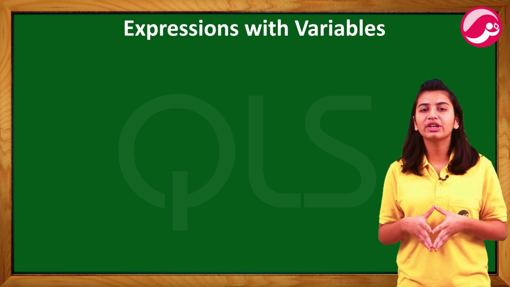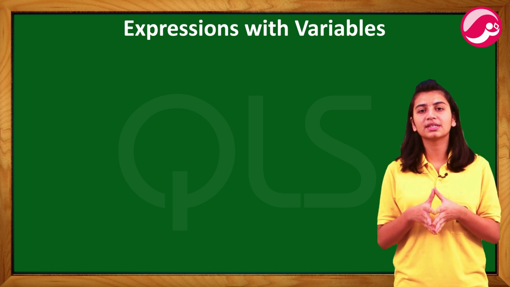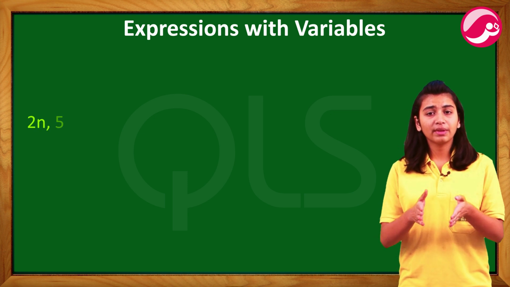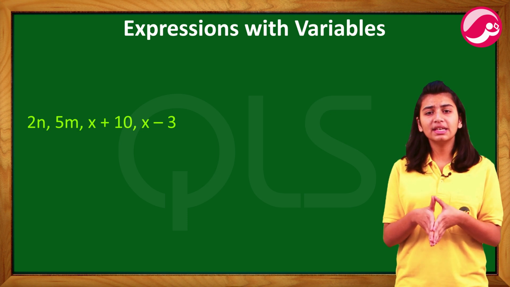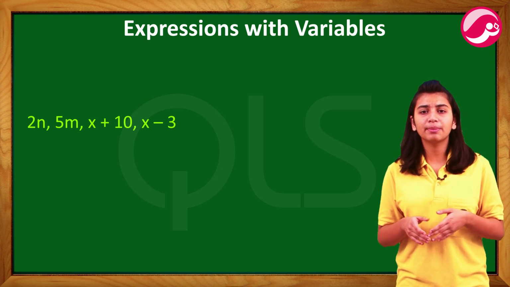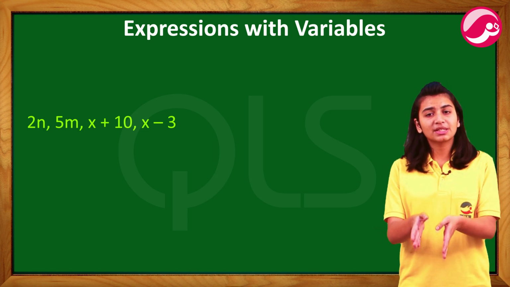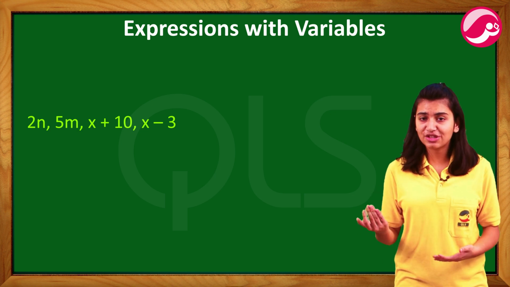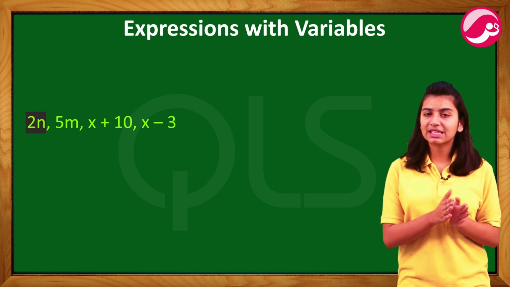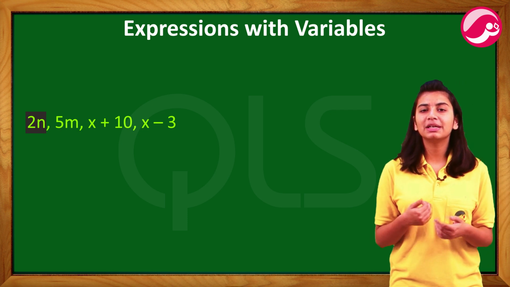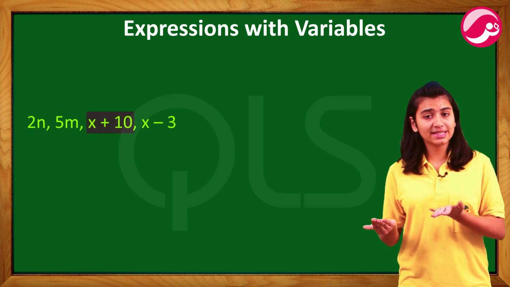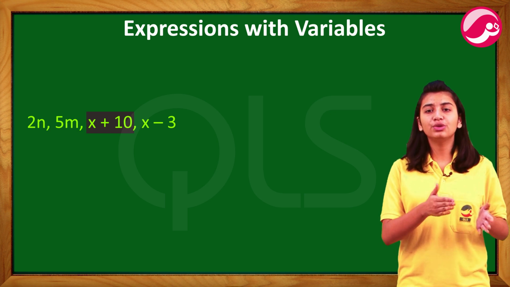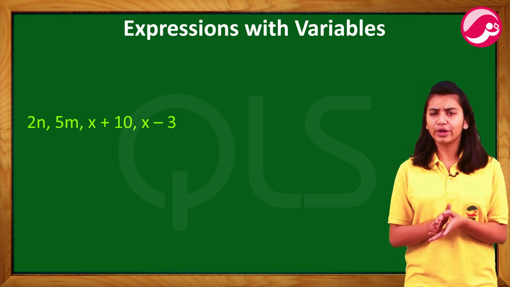In fact, we have already seen expressions with variables. For example, 2n, 5m, x plus 10, x minus 3, etc. These expressions with variables are obtained by operations of addition, subtraction, multiplication and division of variables. For example, the expression 2n is formed by multiplying the variable n by 2. The expression x plus 10 is formed by adding 10 to the variable x, and so on.